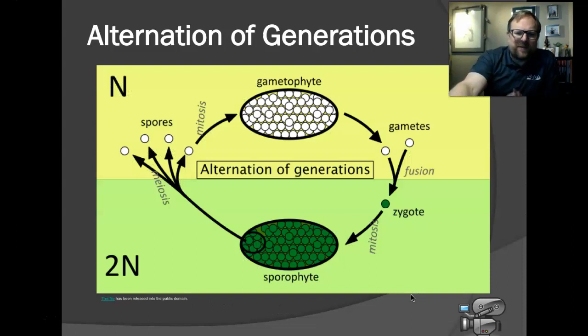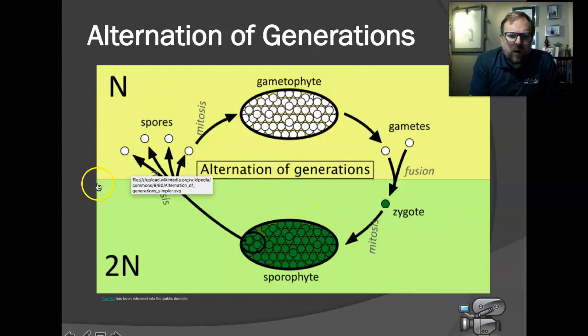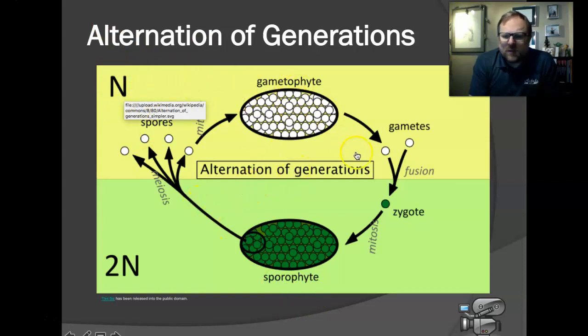So let's see if I can try to help this make sense for you. I want to set the stage a little bit here. We've got down here on the bottom a 2N stage, our sporophyte stage, and up here on the top our N generation, or gametophyte generation. We can start anywhere in here because it is a cycle. It's going around and around. So why don't we start over here with fusion?